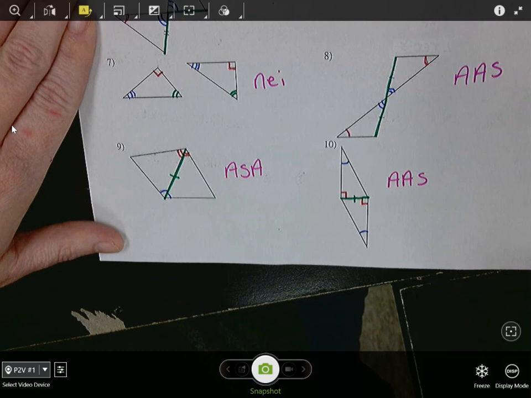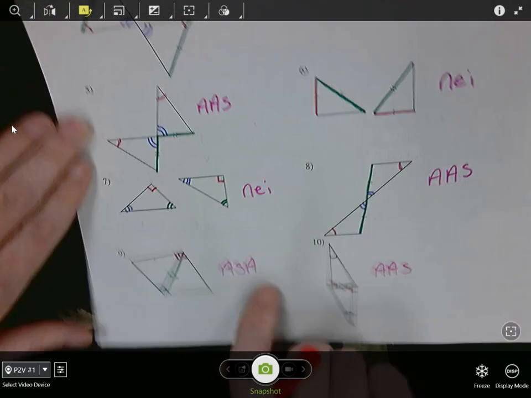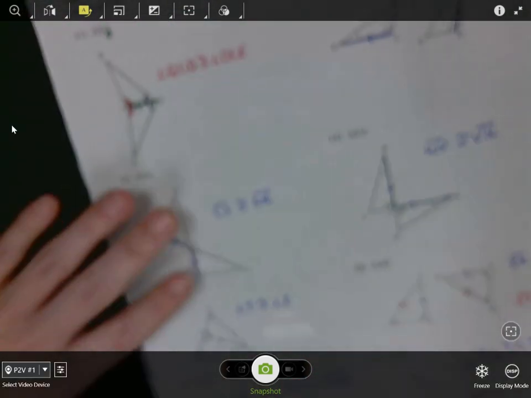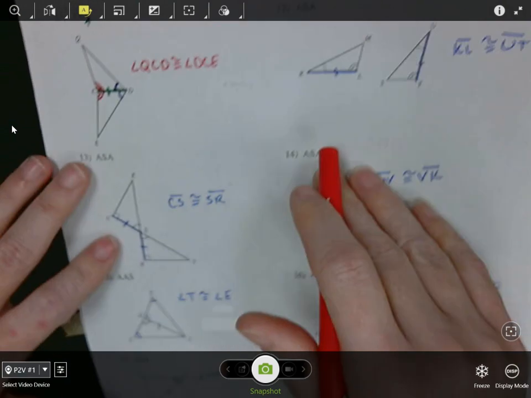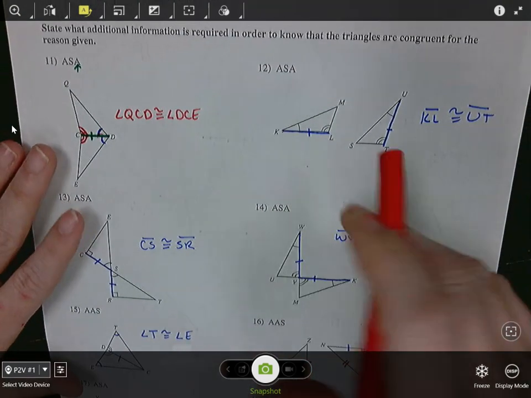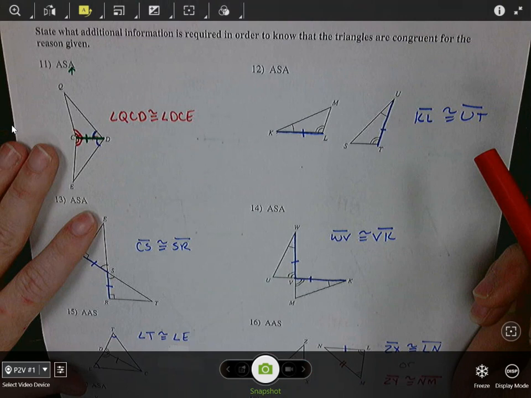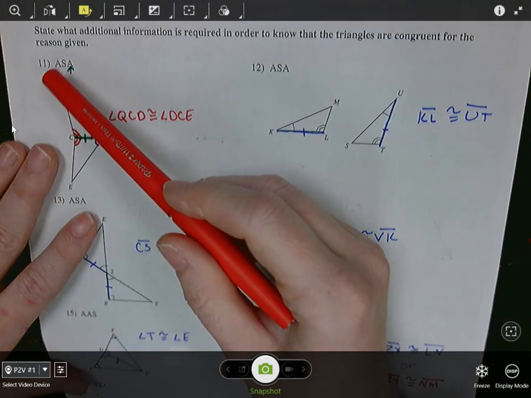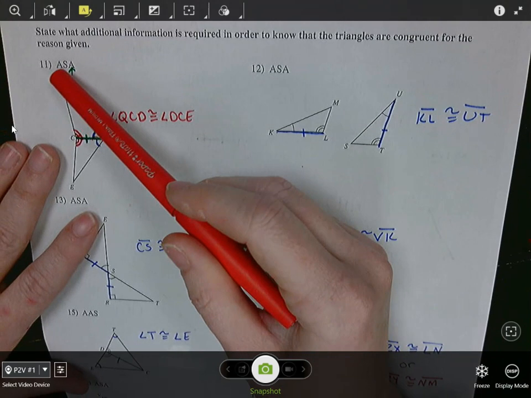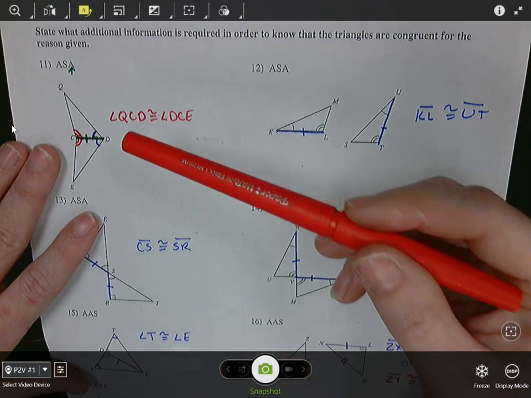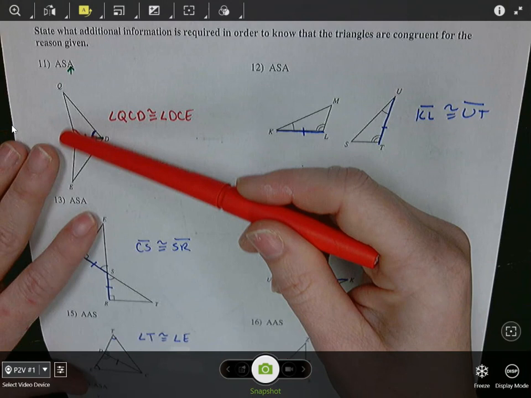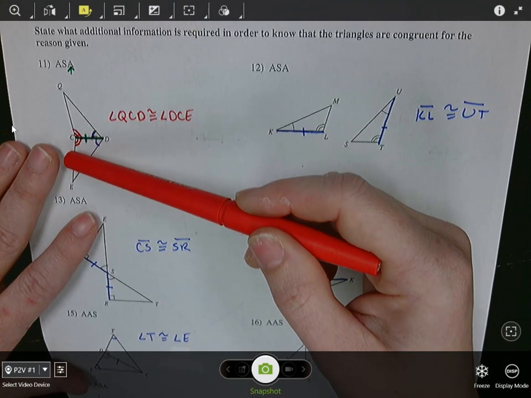All right, over to the back page. On the back page, you had to mark something else congruent in order to use the theorem that they wanted you to use to prove that they were congruent. On number 11, they wanted you to use angle, side, angle, but they only gave us an angle and a side. We needed another angle. So I marked these two angles congruent in order to use angle, side, angle.